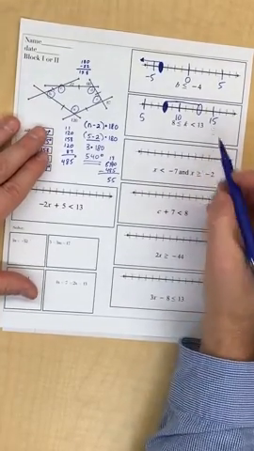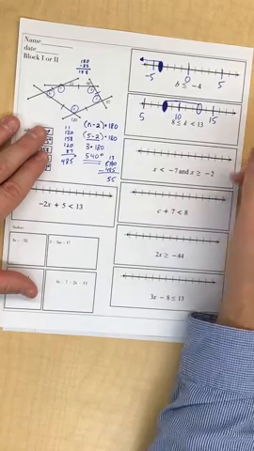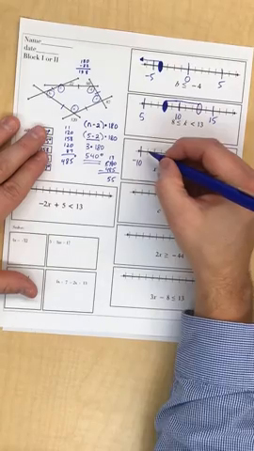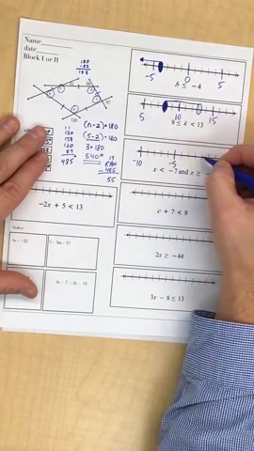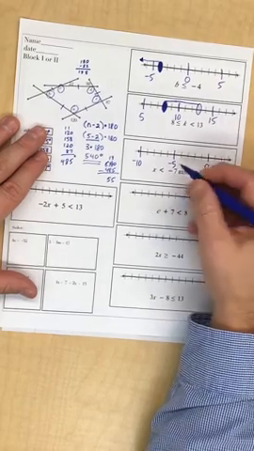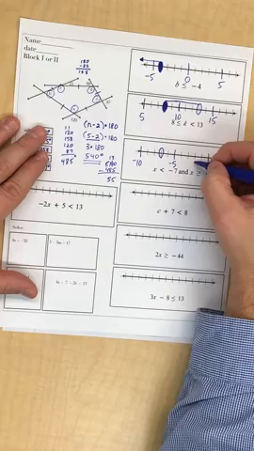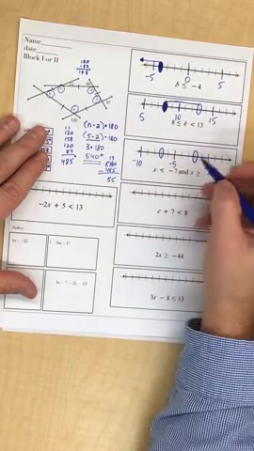Down here, I have x is less than -7, and x is greater than or equal to -2. So let's go -10, 1, 2, 3, 4, -5, 1, 2, 3, 4, 0. I'm going to circle -7 right here, and I'm going to circle -2, which is right here. I'm going to look at the one on the left. x is less than -7.